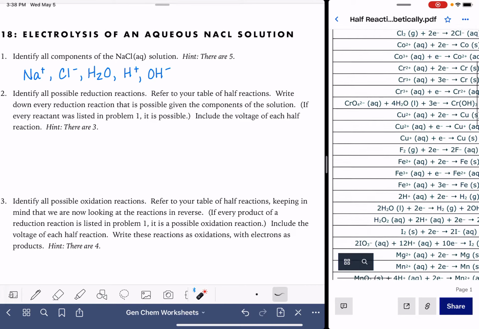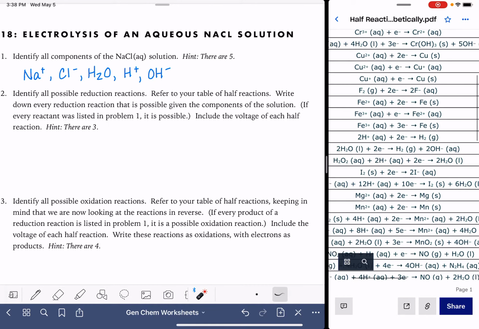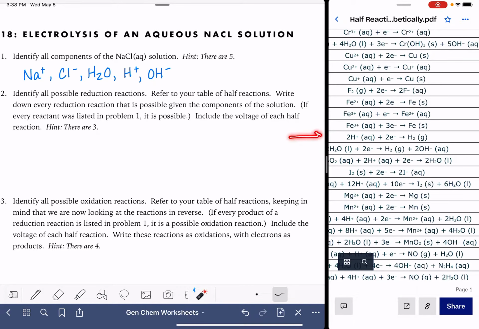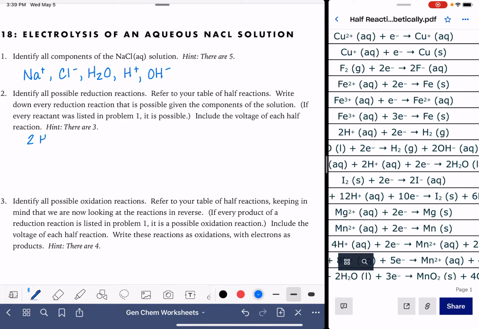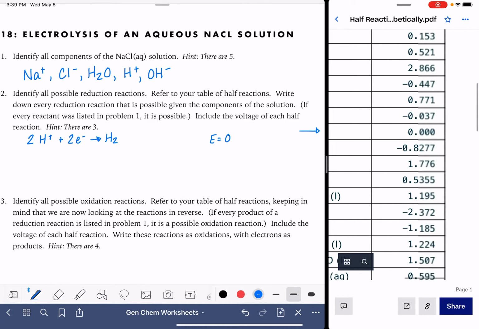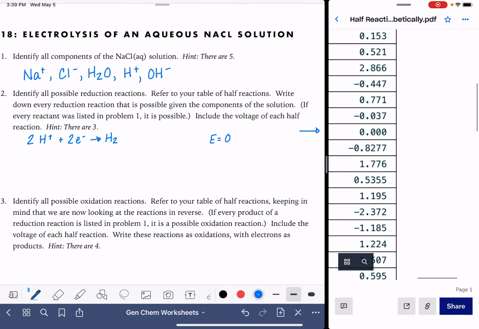If we scroll down a little further, here's one that we have, this one right here, the H plus reaction. We have H plus in solution, which means that this is a possible reduction reaction that could occur given the chemicals that we have in our solution. I'm going to copy this down. I'm going to leave the states off just to save space. And while I'm going through this process, I'm also going to copy the voltage down for each one of these half reactions. This is the standard hydrogen electrode. This is the one that has a voltage of 0.